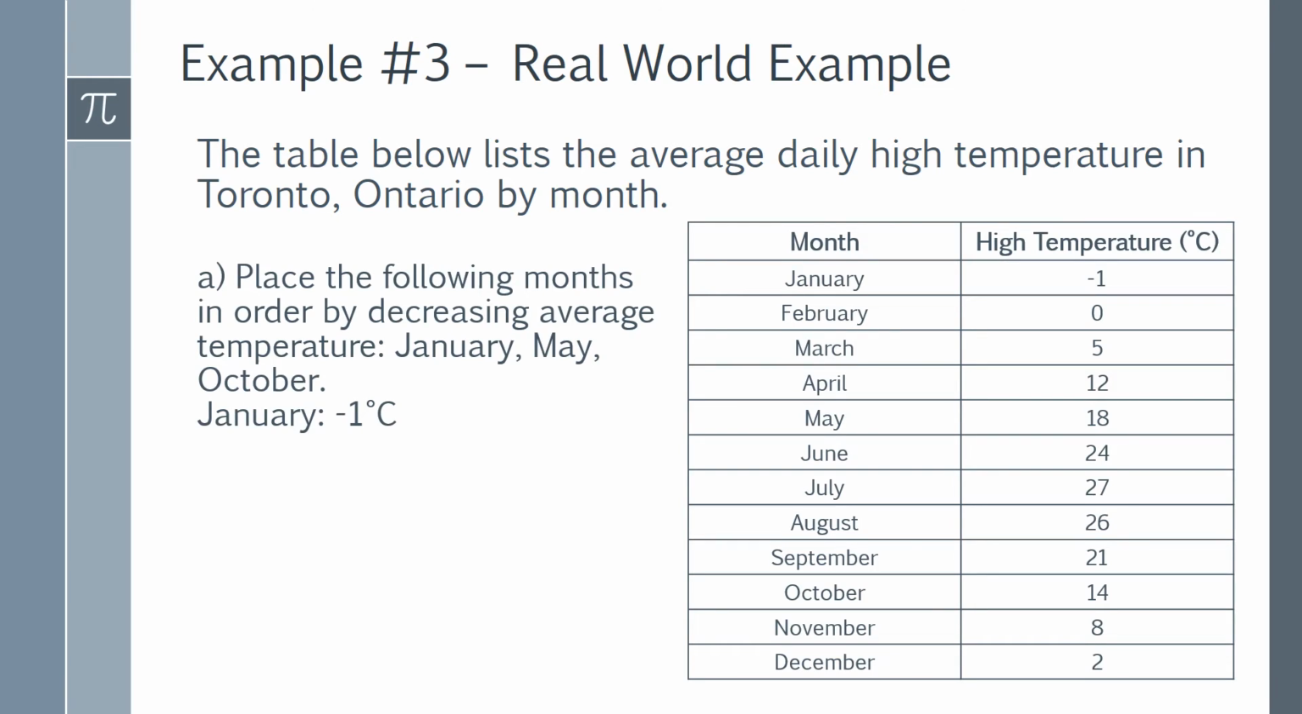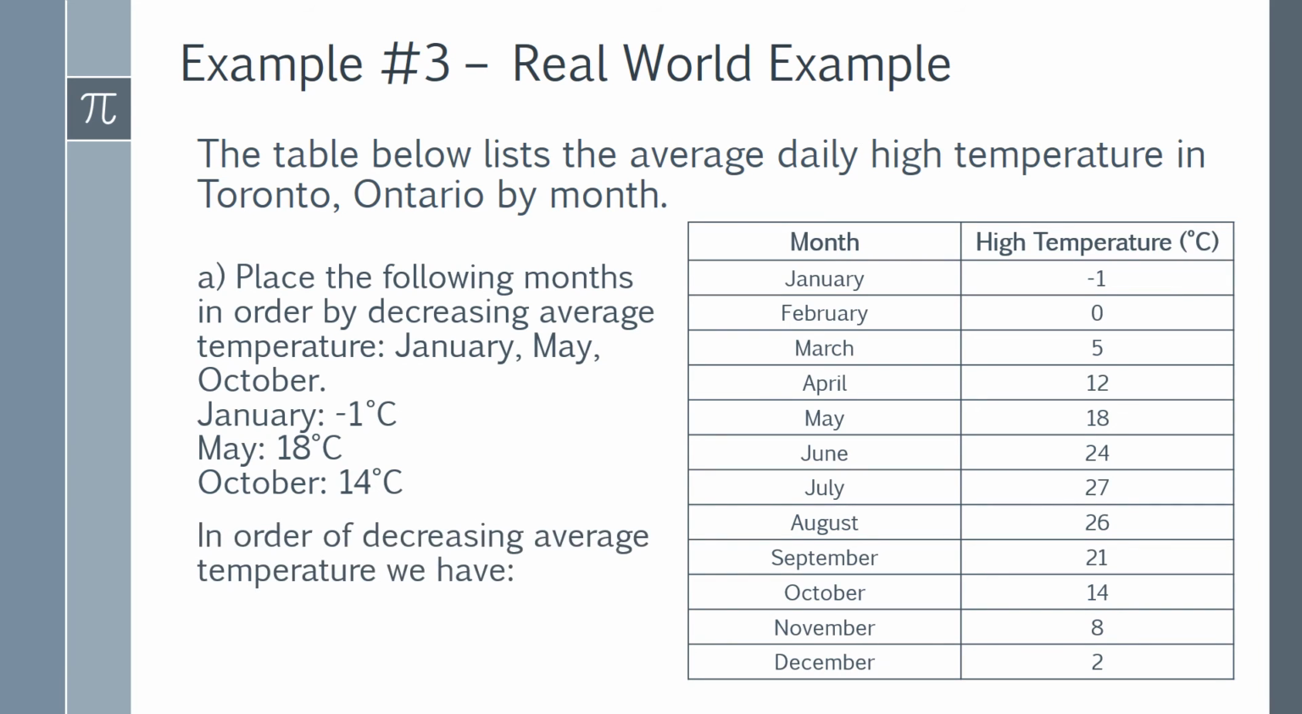January has an average temperature of negative 1 degree Celsius. May has an average temperature of 18 degrees Celsius. And October has an average temperature of 14 degrees Celsius. To put them in decreasing order, we need to start with the greatest average temperature and then work our way down to the least average temperature, or the coldest. So in order of decreasing average temperature, we have May, then October, and then January.